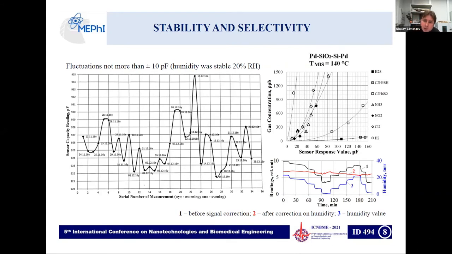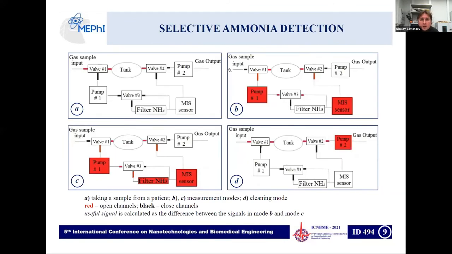And next step, the construction of a selective pneumatic scheme of the device. Here we present four stages of working of the developed device. The first stage is just exhaust gas sample taken from patients goes to the tank and collects in the tank. All valves are closed and it's just collecting. The second stage is to close the input valve and start pumping gases through the valve and back to the tank through the sensor chambers. It's the first measurement, which takes 4 or 5 minutes.